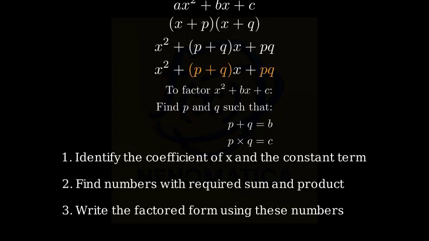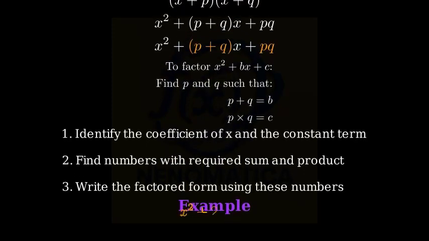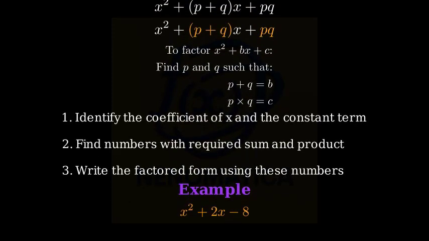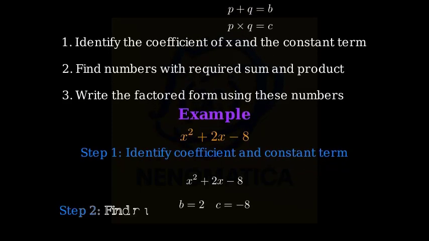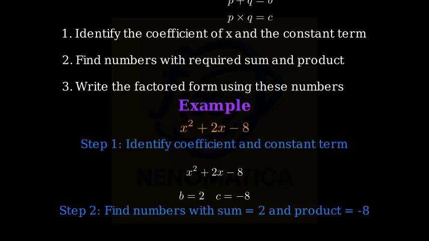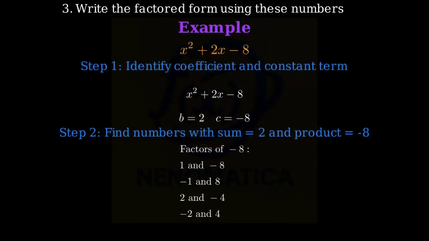Let's start with our first example. We need to factor x squared plus 2x minus 8. In this expression, the coefficient of x is 2 and the constant term is negative 8. Now, we need to find two numbers whose sum is 2 and whose product is negative 8. Let's list the factors of negative 8: 1 and negative 8, as well as negative 1 and 8, 2 and negative 4, as well as negative 2 and 4.